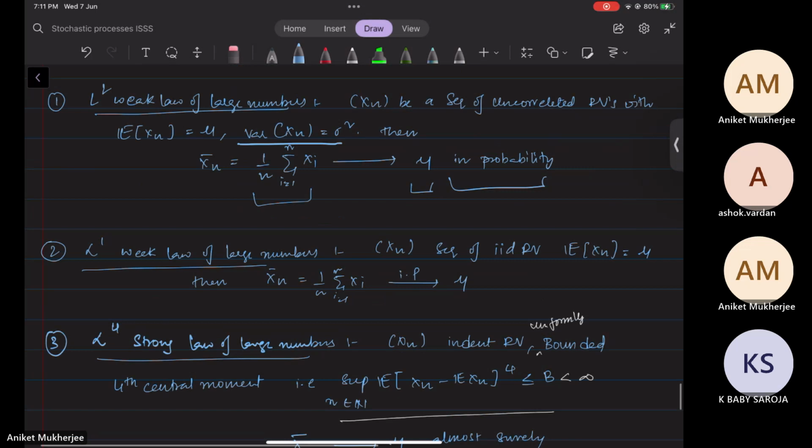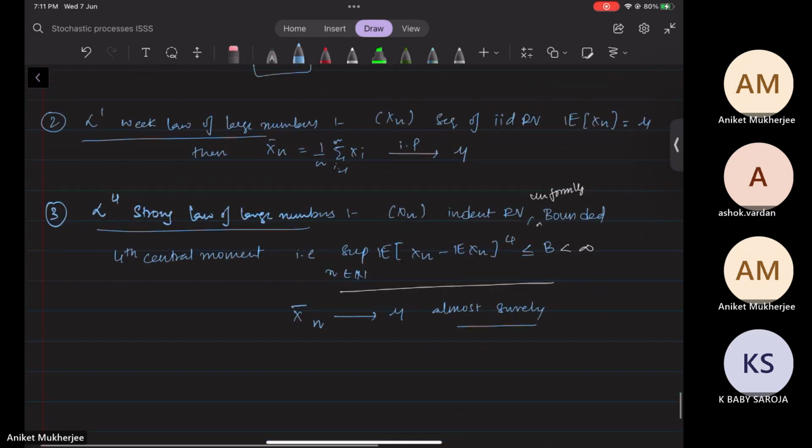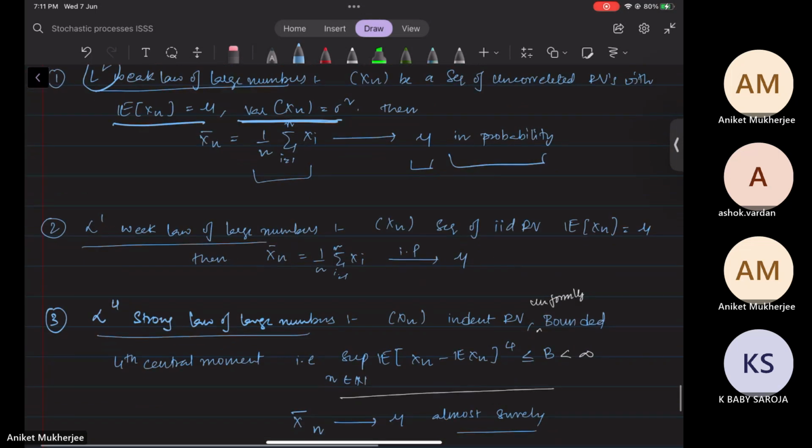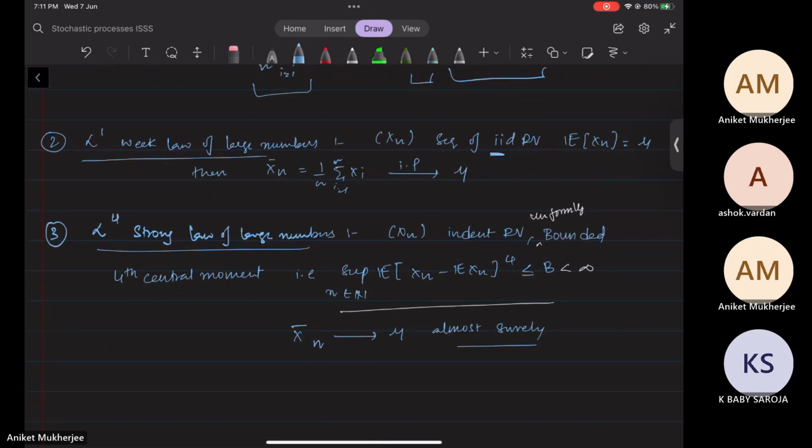This L2, L1 just states which moments you use as assumptions. In L2 you use the mean and variance. In L1 you just use the mean. But here they're uncorrelated, and in L1 you need independence. In the L4 strong law of large numbers, you need the fourth moments to be uniformly bounded, and if they're uniformly bounded, then the convergence is almost sure.